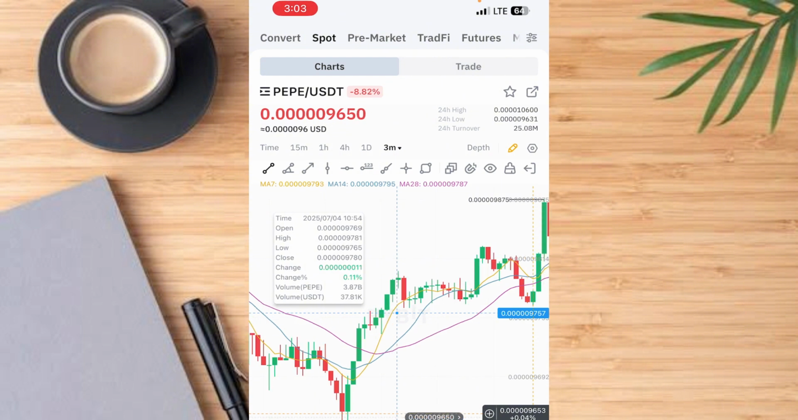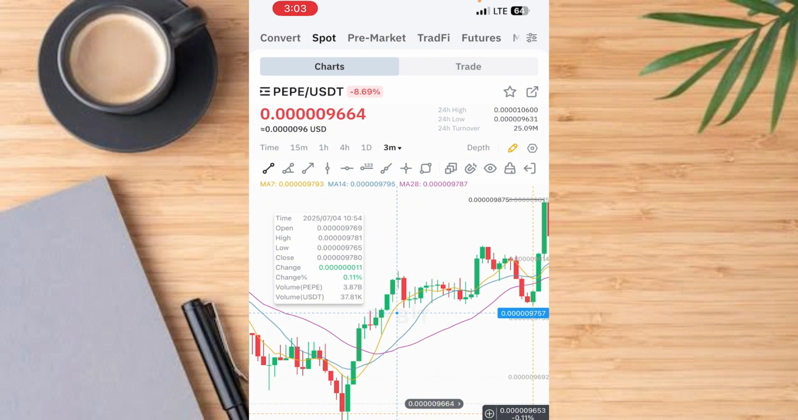Now right after that, you see where you see 8.80%. These are the percentage of fall in Pepe in the last 24 hours. So if you see 1.3, 8.5, 2.3, that is the fall in the last 24 hours. But if it is indicated with green color or plus, that is the rise in the last 24 hours.